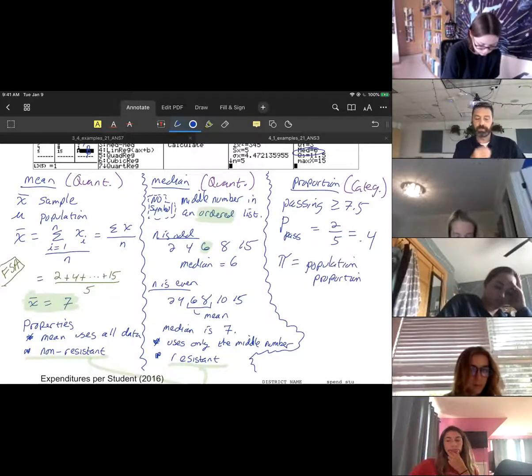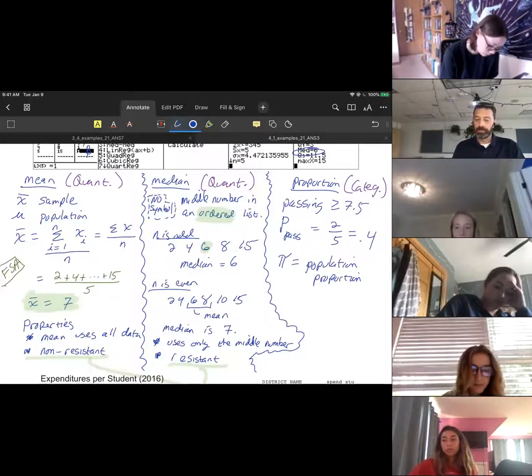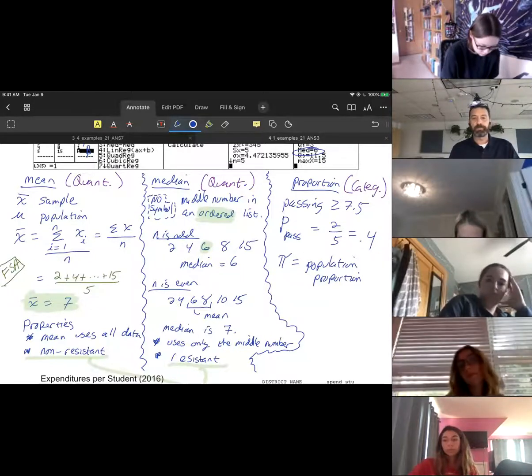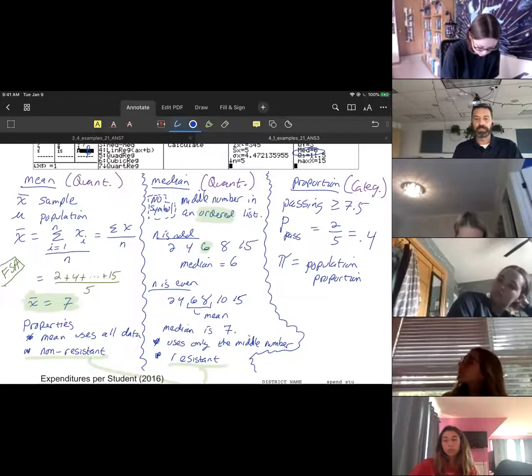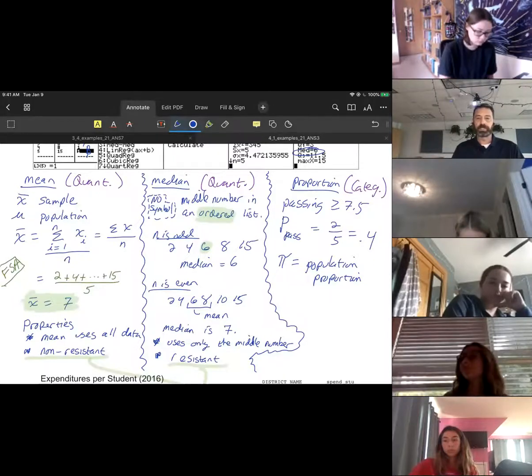And that sticks with the system where Greek letters are used for summarizing population numbers and Arabic letters are used for summarizing from samples. So in my sample of 5 students, 2 of the 5 passed for 40%. If I was going to take everyone who ever took this quiz or test in the world, the entire population, then I would use pi to represent that.